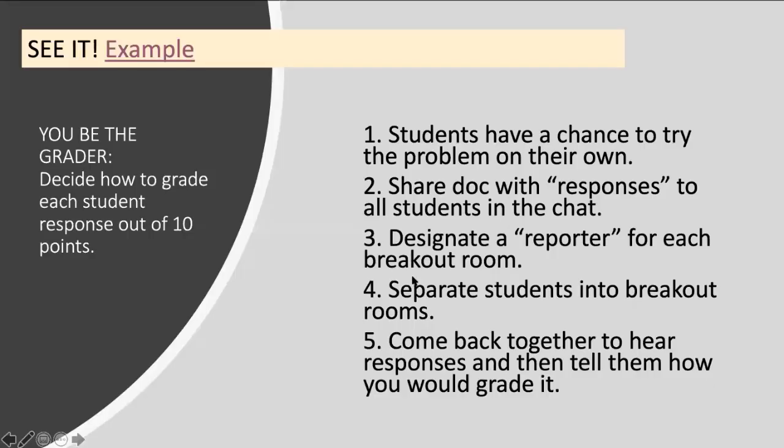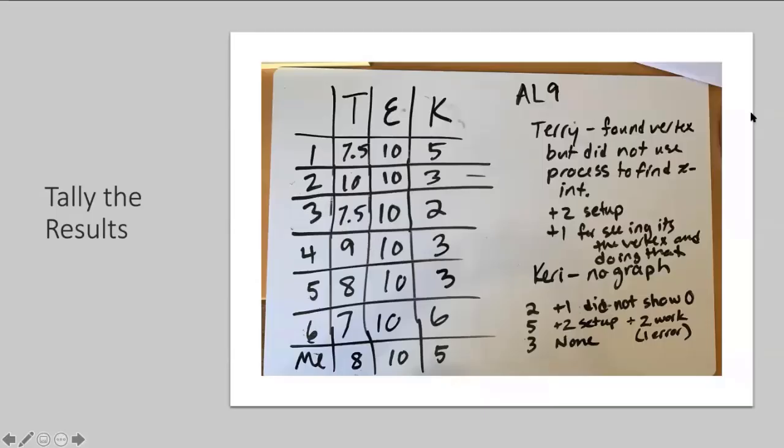So let me go back to the PowerPoint here. One of the things I do when we come back together is I actually keep a little tally myself of, this is Terry, Emily, and Carrie. And this is what groups 1, 2, 3, 4, 5, and 6 gave them for points. And then this is what I gave them for points. So I write down what I would do at the very bottom. And then the groups report back to the whole session like, okay, we gave Terry a 7.5 because blah, blah, blah. Emily got a 10, she did everything right. Carrie got a 5 because of blah, blah, blah, right?